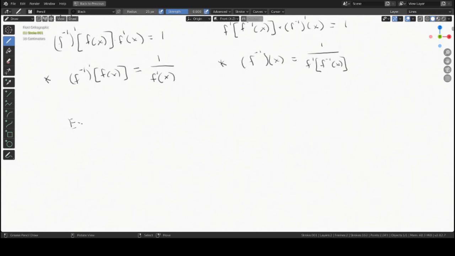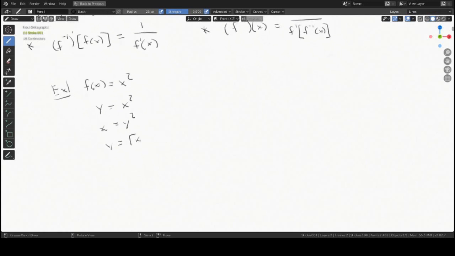So let's drop this example down here. Let's say we have a function f of x equals x squared, and we want to find the derivative of its inverse function. So we both want to find f inverse prime of f of x and f inverse prime of x. Okay, so first let's find the inverse. You remember in algebra what we do is we say y equals x squared, and then we switch the two, x equals y squared, and then that will give us that y equals the square root of x.